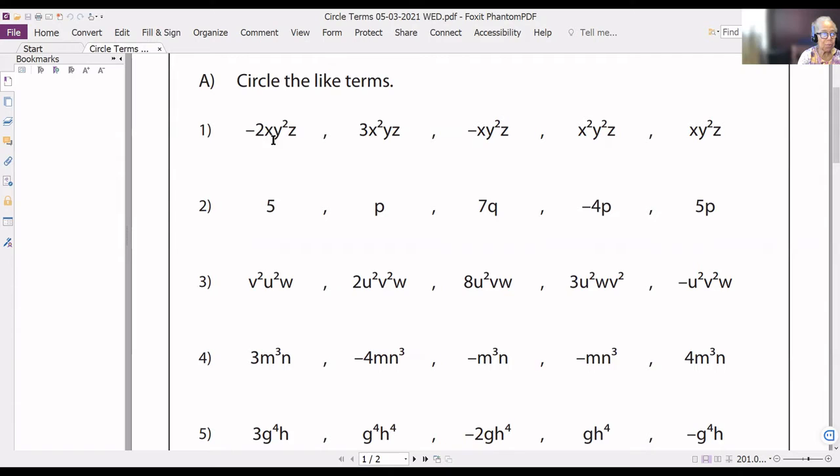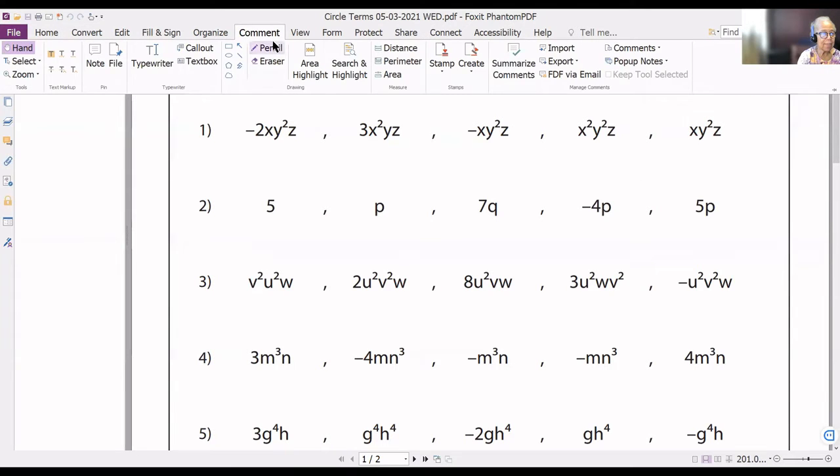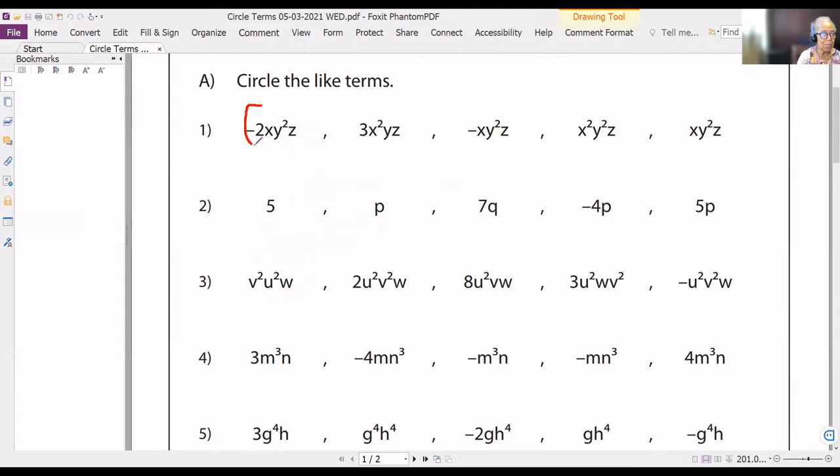So let's look at the first one. What looks the same to you? You see x, y to the second, z; x, y to the second, z; x, y to the second, z. So let's just draw our circles. Let's circle the like terms. Don't worry about the signs. It's the variables and the powers. Okay, so those are the like terms.